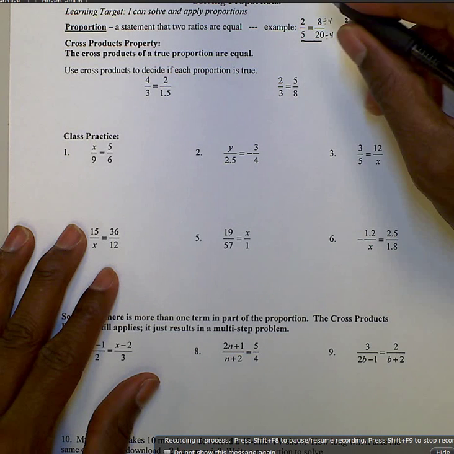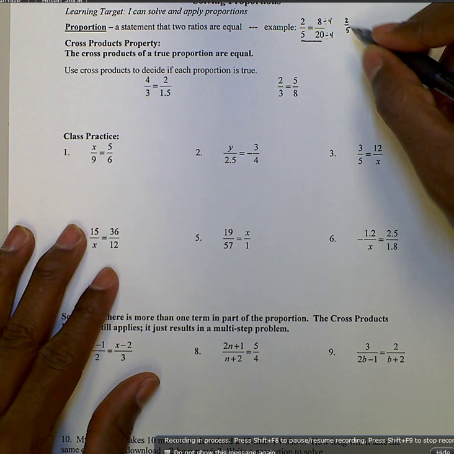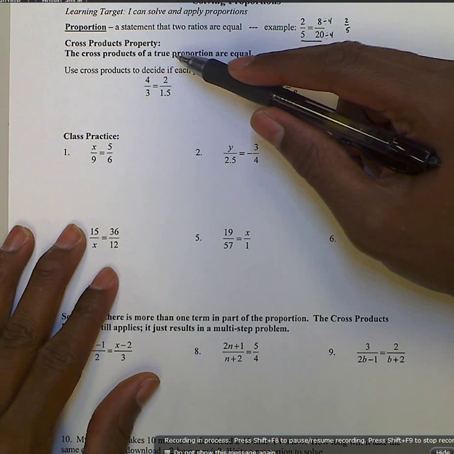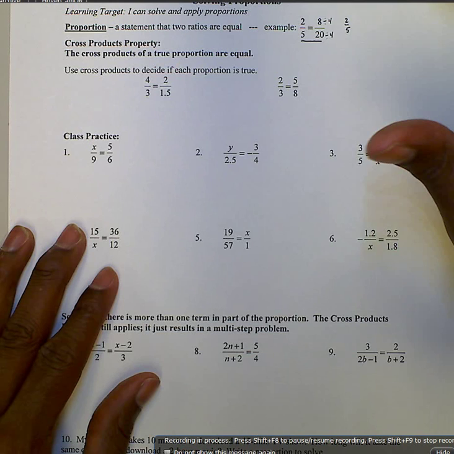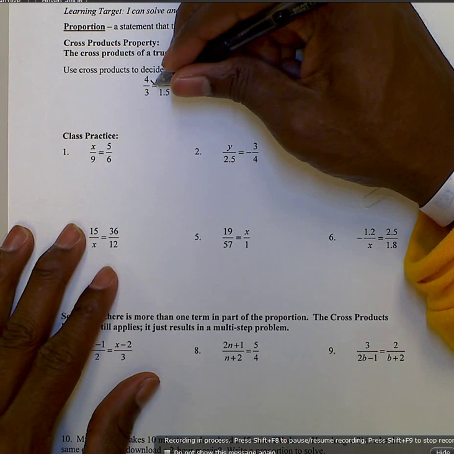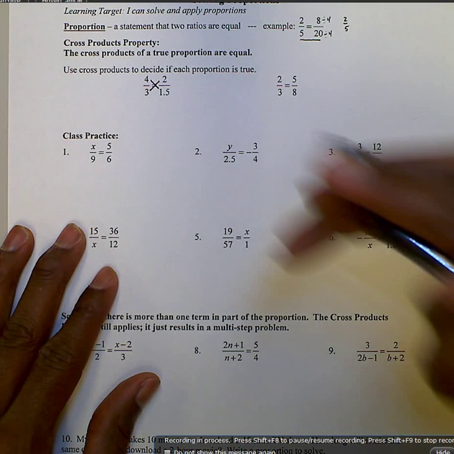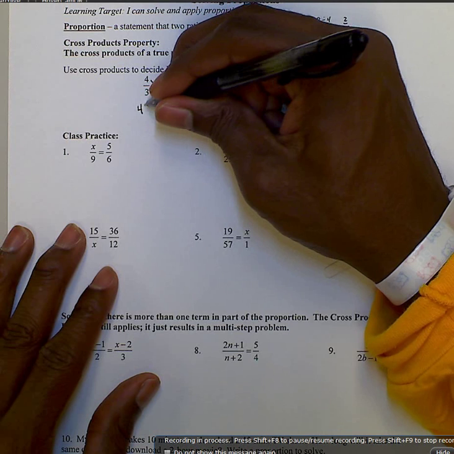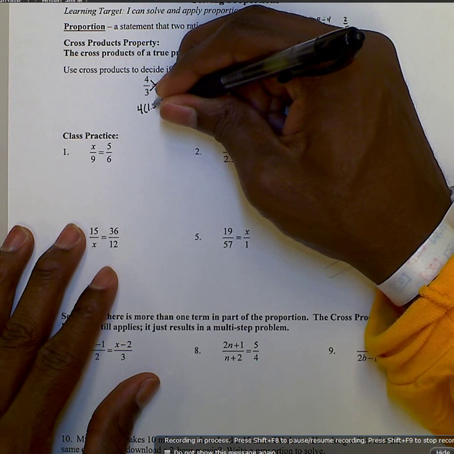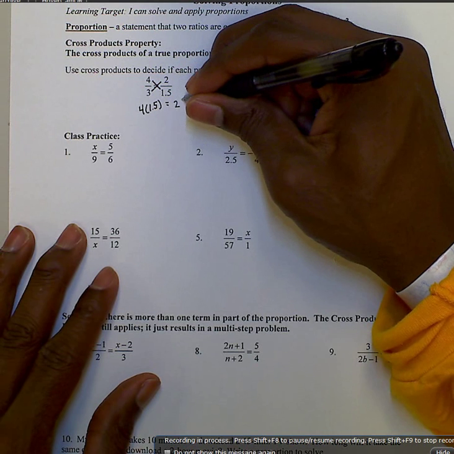The reason that this has to be true is that we use the cross product property, which assumes that these two fractions are the same. Okay, that's why proportions have to be equal. When we say equal, it means they're the same. Okay, so our cross product property, when we have two fractions that are the same, always makes the two sides equal. So if I do 4 times 1.5, try this if you want to, it should equal 2 times 3.